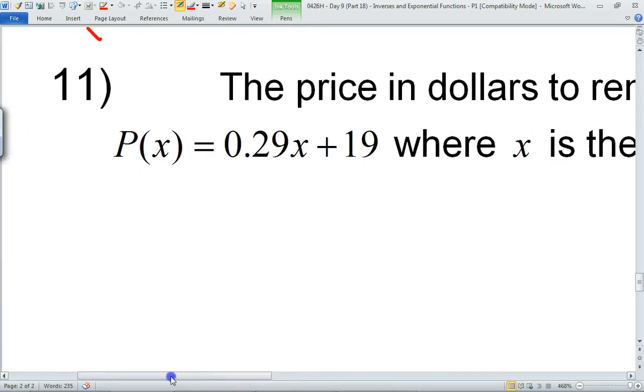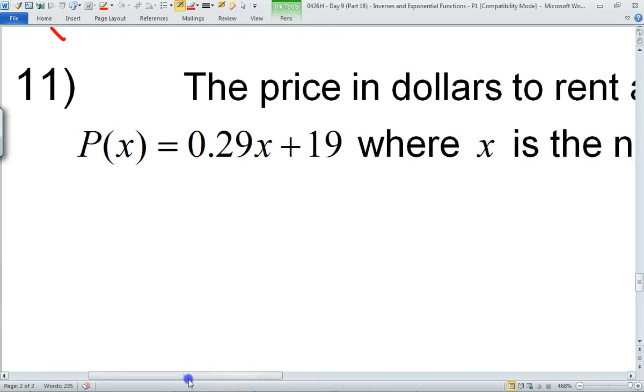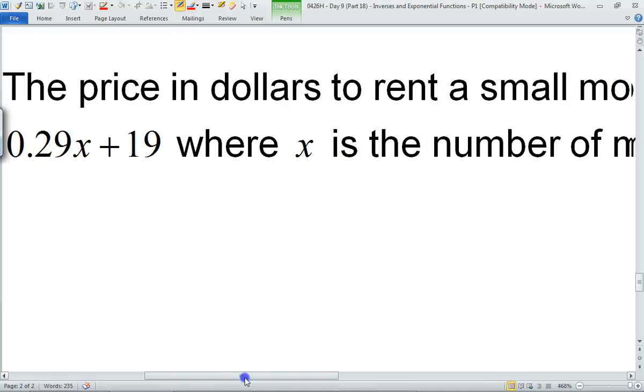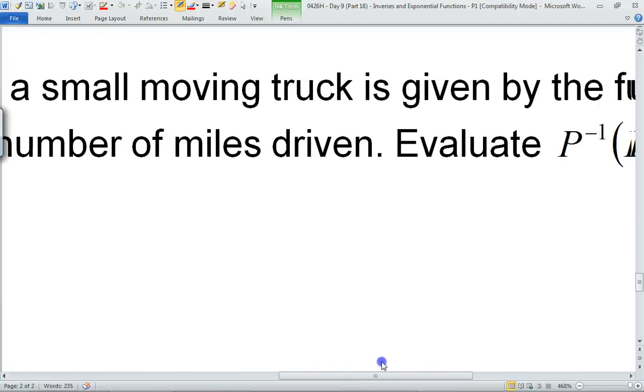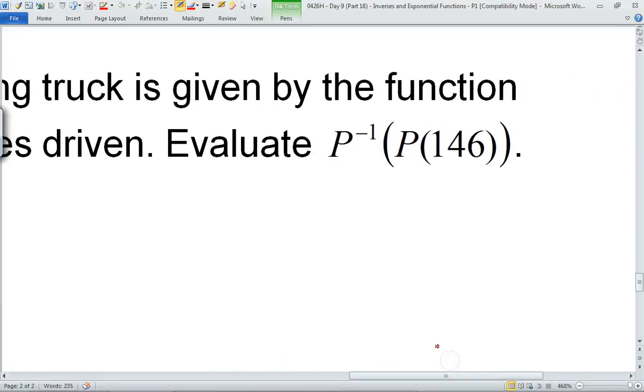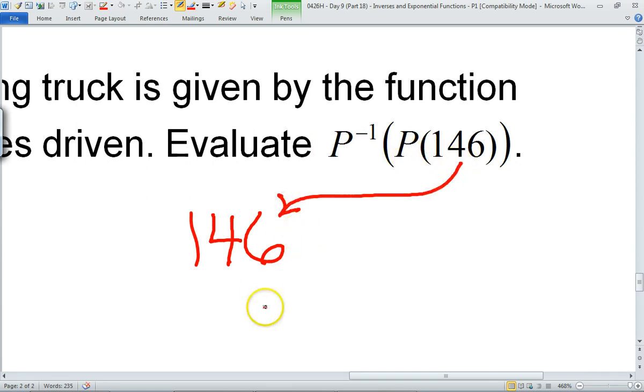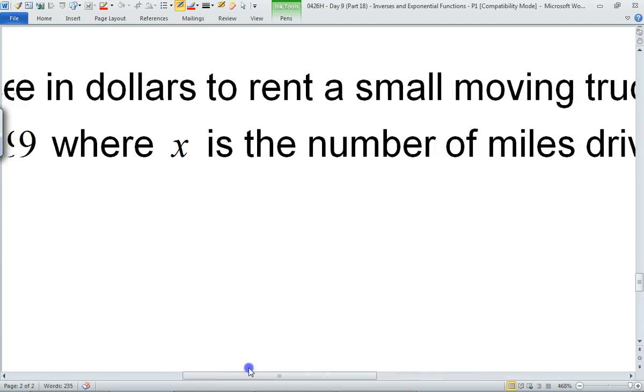Look at problem number 11. Look at all those words, blah, blah, blah. Why am I just saying blah, blah, blah and not reading the problem? I heard Mr. Perez say 146. Easiest problem on the test, right? If you have the inverse of itself, it's just going to be the number on the inside every single time. So 146, next problem.